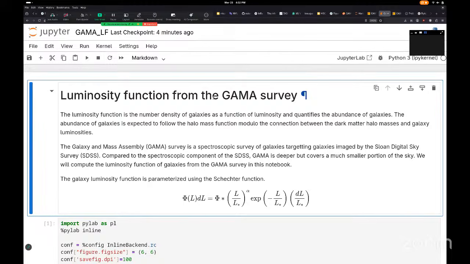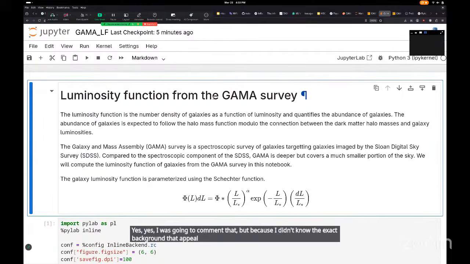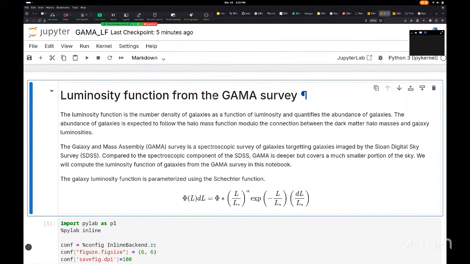Yes, I was going to cover the luminosity and theoretical background, but because I didn't know the exact background that everyone would have, I decided to go for the lowest common denominator. But I have it in my slides, so if you want to take a look at it, I will share the slides. My lecture notes also have many of these things, so those will also be shared.